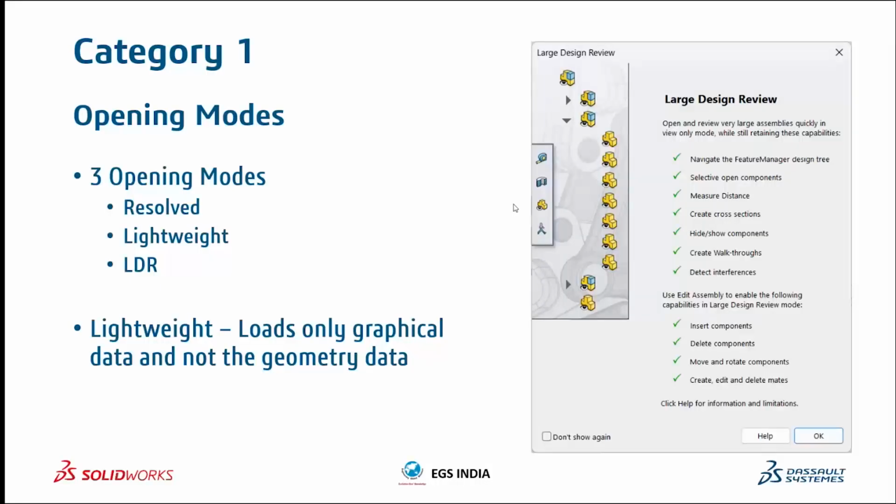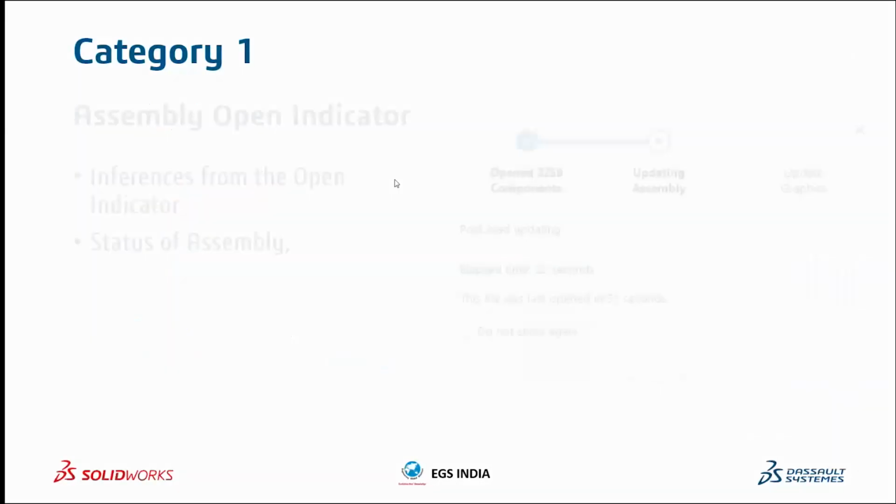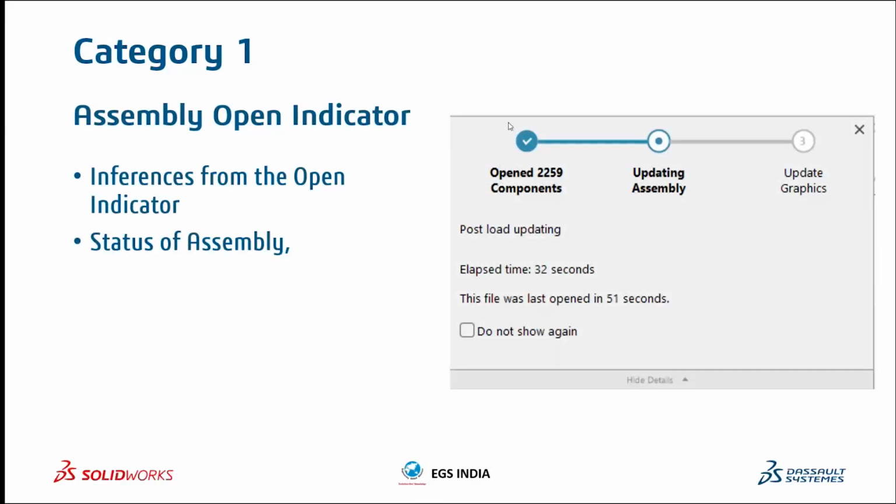So when you're opening an assembly, you can also see that there is an open indicator. For most people, I think they would have ticked the do not show again and closed it off. But what this open indicator does is it helps us identify in what phase the delay is happening. Is it happening when the files are getting loaded onto the assembly, or when it's updating the assembly, or is it getting slow when it's updating the graphics? By closely observing the opening status, we can understand what is happening behind the scenes.